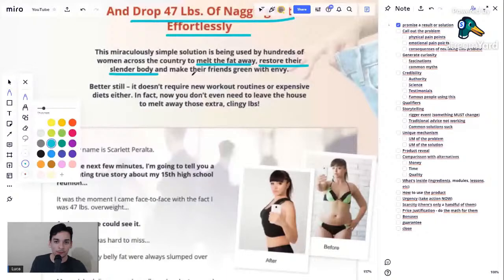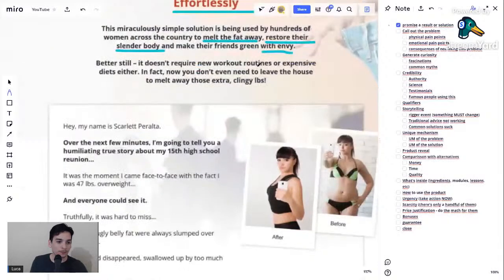So that's still in the promise or the result that you're going to get section of the sales letters. And these are all just elements. It doesn't mean that they have to follow this order specifically, but this is mostly the order that most sales letters follow.